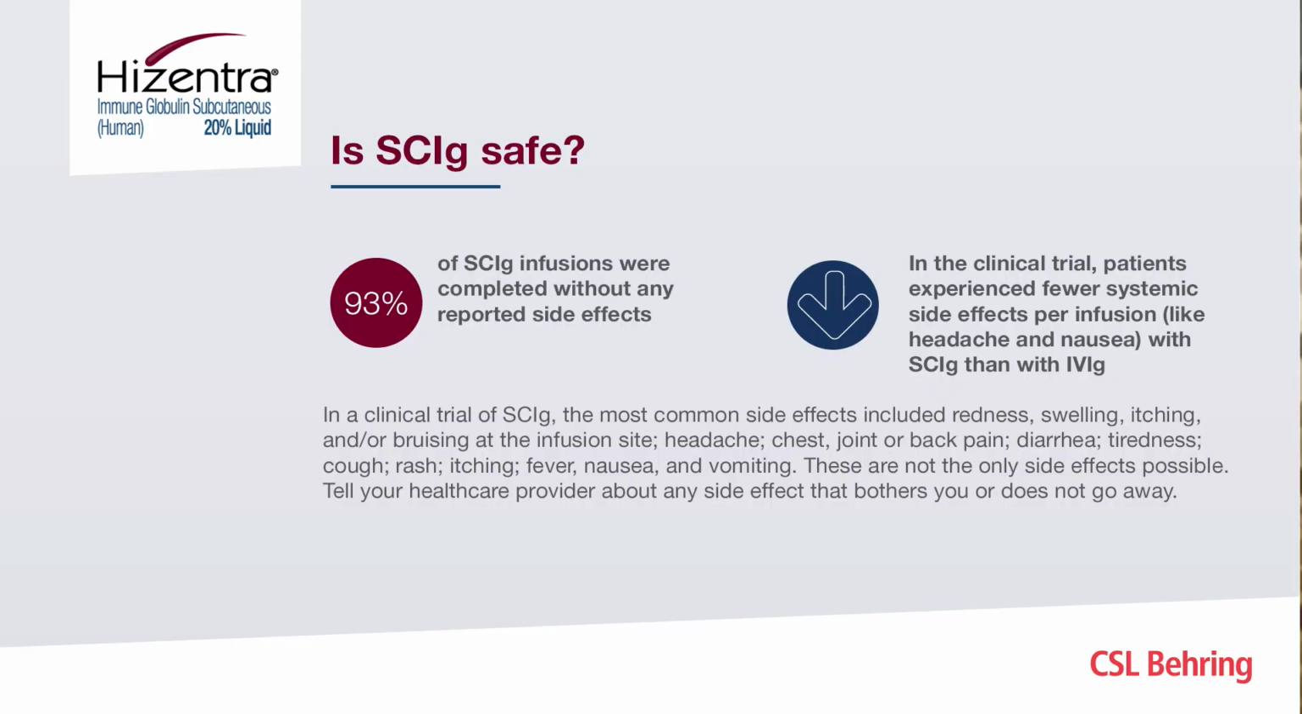However, the frequency of some of these side effects was less. So in IVIG, some of the more common limiting side effects are things like headache and nausea. And while those things still happen with subcutaneous IG, the frequency of them seems to be less common with subcutaneous compared to IVIG. In the clinical trial of subcutaneous IG, the most common side effects included things like redness, swelling, itching, bruising, headaches, joint, chest, and back pain, as well as a couple other things. And it's important to talk to your doctor if any of these side effects happen.